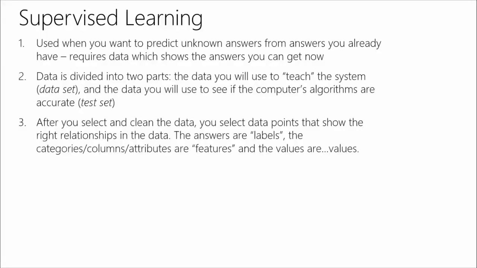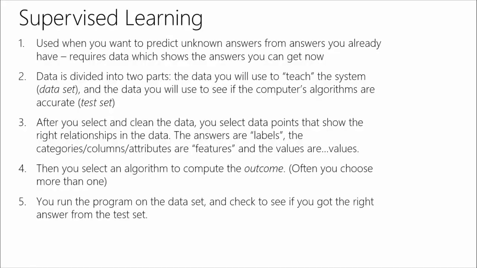All right, the next step, after we select and clean the data, is we need to select some things that show that this is the right answer to the question, right? These are called a whole bunch of different things. Some are called labels, or answers; the categories or columns or attributes are called features; and the values that we have are, well, they're values. So don't get hung up on these terms, by the way, because these will vary. If you're a purist out there, feel free to yell at your monitor and say, you've got it wrong. It's okay. Got it.